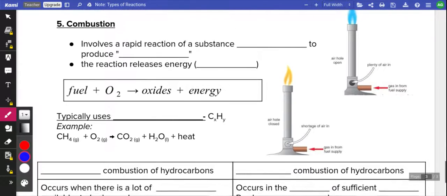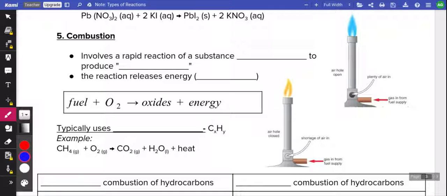And finally, combustion. Combustion is interesting because it's a little bit different than the other ones that we've been talking about. In combustion reactions, what you have is a rapid reaction of a substance with oxygen.